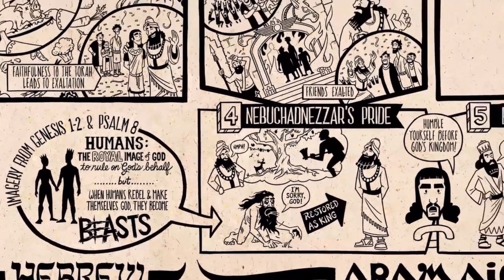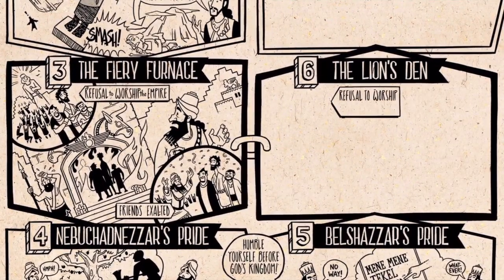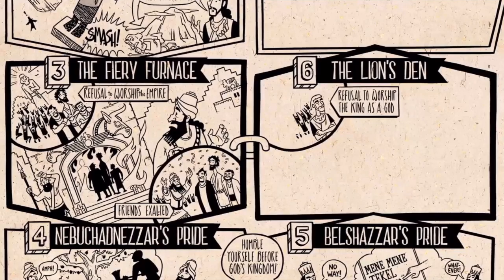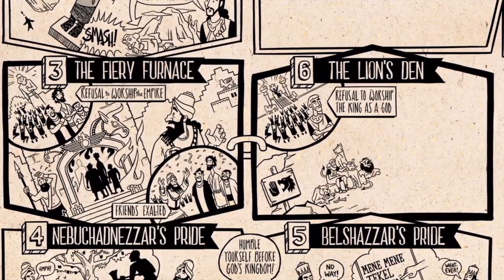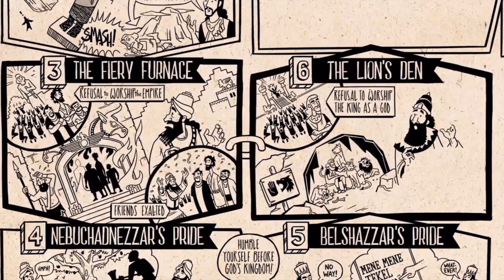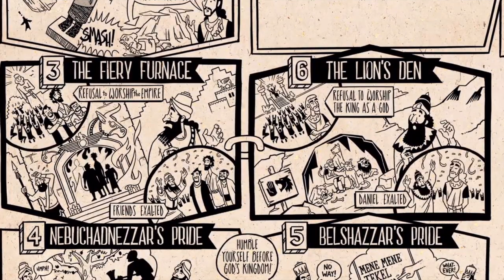Which brings us to chapter 6, the pair of chapter 3. And this time it's Daniel who's being persecuted, because he refuses to pray and worship the king as a god. And so, like the friends, he's sentenced to death, and he's thrown into a lion's den. But God delivers him from the beasts, and like the friends, the king exalts Daniel and praises his God, which brings us to chapter 7.